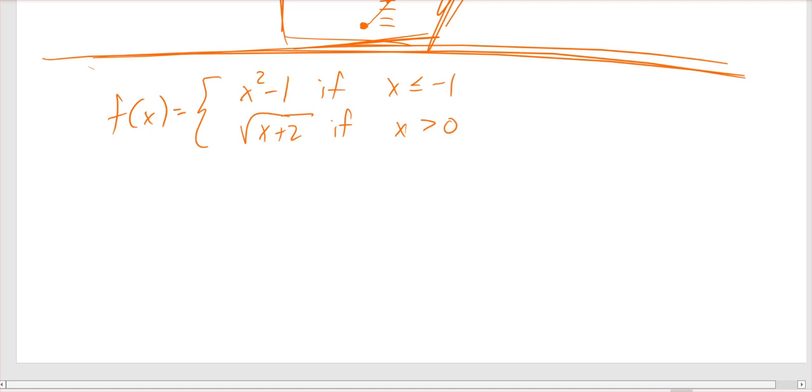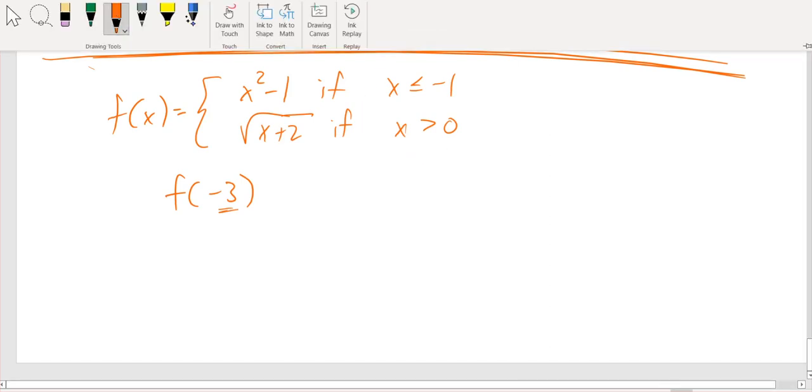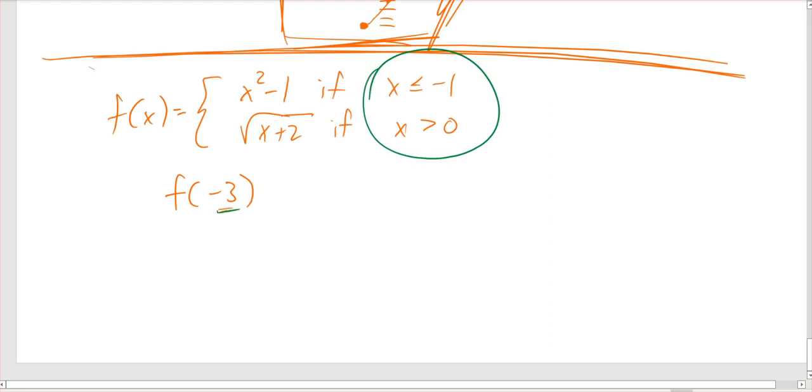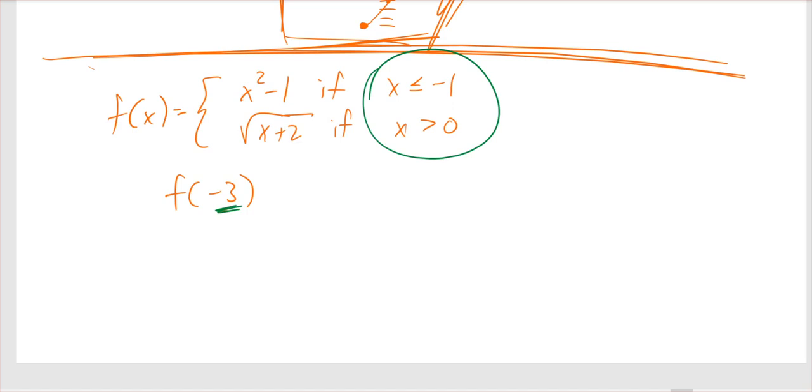Okay, so we can do this, right? If we have f of -3, I'm looking in this area for where I put -3, right? So we just go to each one. Is it less than or equal to -1? -3 is less than or equal to -1? Yeah, that's true. So I'm going to use this rule here. So I've got -3 squared minus 1. Okay, and we can carry that out, right? (-3) squared is 9, minus 1, so we got 8. Great.